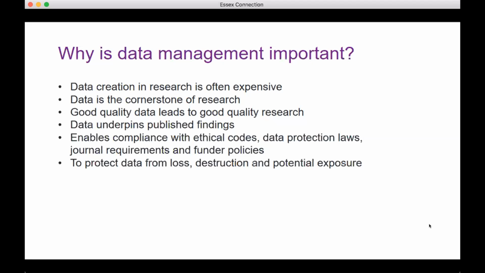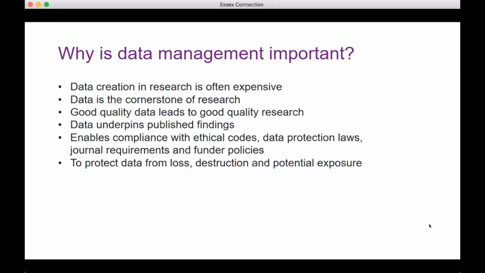Okay, so why is data management so important, and why is it important that we manage data well? Well, to begin with, data creation and research is often very expensive, and this is not just in terms of money, but also time invested in creating and documenting novel data. And of course, that data itself is, you know, the cornerstone of research, if you will, and the hope is that good quality data will lead to very good quality research and results.